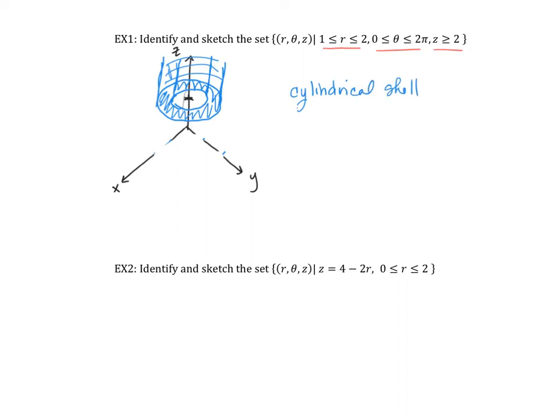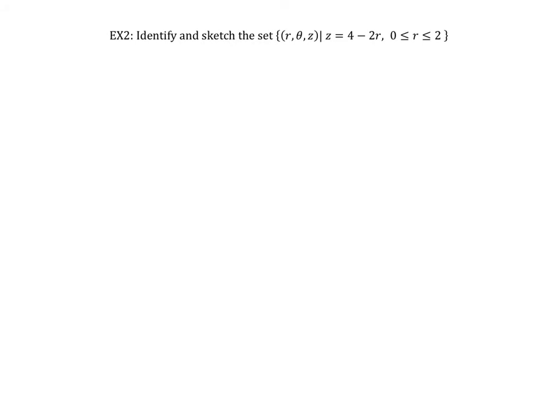But it's not the whole shell, right? It's just where our z values are greater than or equal to 2. And again, excuse my sad drawings. Example 2, we have another set where z is equal to 4 minus 2r, and the r values are from 0 to 2.